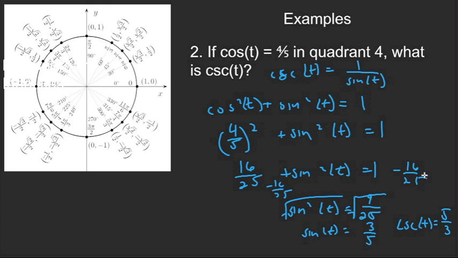Now we have to see if it's positive or negative. So it's in quadrant 4. So here, and it's sine, so it correlates with y, and all the y values in this quadrant are negative. Therefore, the final answer is cosecant of t equals negative 5/3.